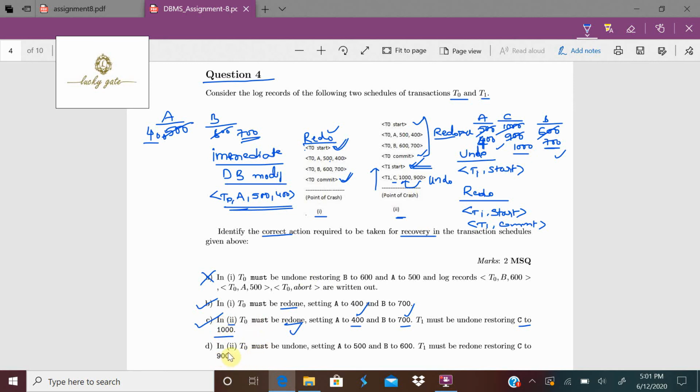Look at option D. In schedule 2, T0 must be undone. It is correct. Setting A to 500 is incorrect. But what is the value of A after undoing? That is 400 but not 500. So option D is incorrect. So the answer for the question is both option B and option C.